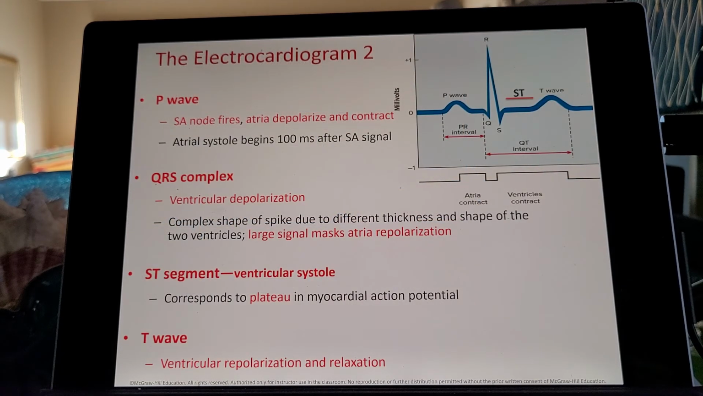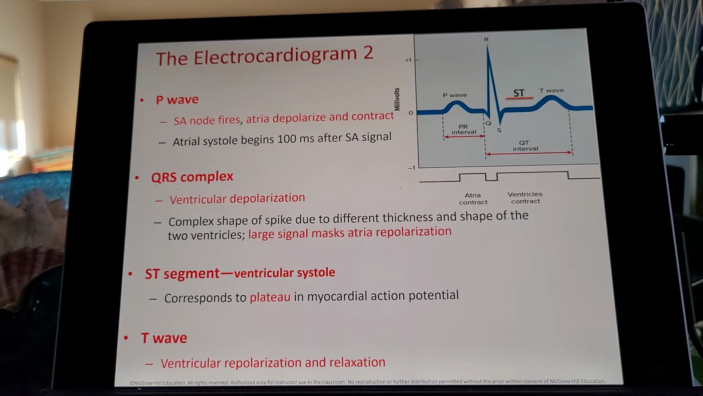Okay, so let's look at this P wave first. This is where our SA node fires, so our pacemaker. This is also where our atria depolarize and contract. So just in this little P wave, a very quick section of time.